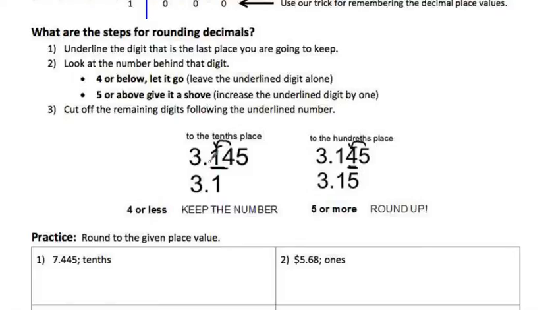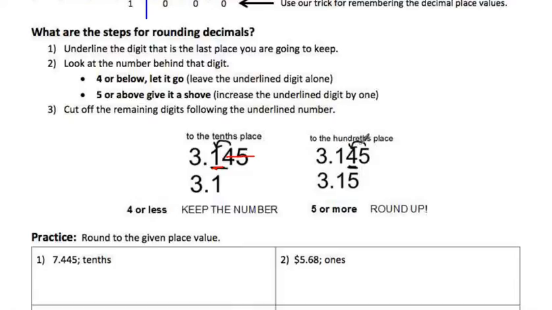So if we look at this example, to the tenths place, the 1 is in the tenths place. So we're going to look behind at the 4. Does the 4 round the 1 up? Well, 4 or below, let it go. So I don't need this anymore because the 4 is too small. So I'm cutting off the rest. So it is just 3.1. So we're going to keep the number.